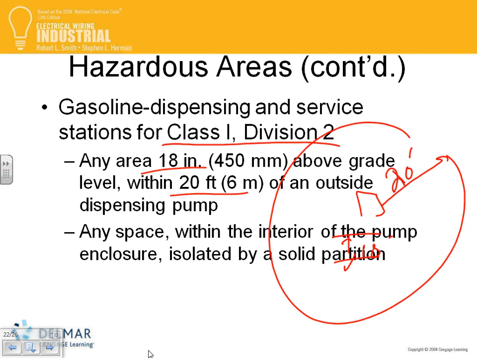Move them up higher than 18 inches, then it's non-classified, and you can use any wiring system. Your conduits in a gas station, guys, are going to be rigid. If you enter this 18 inches, it's going to be rigid. Underground, they allow you to use PVC.